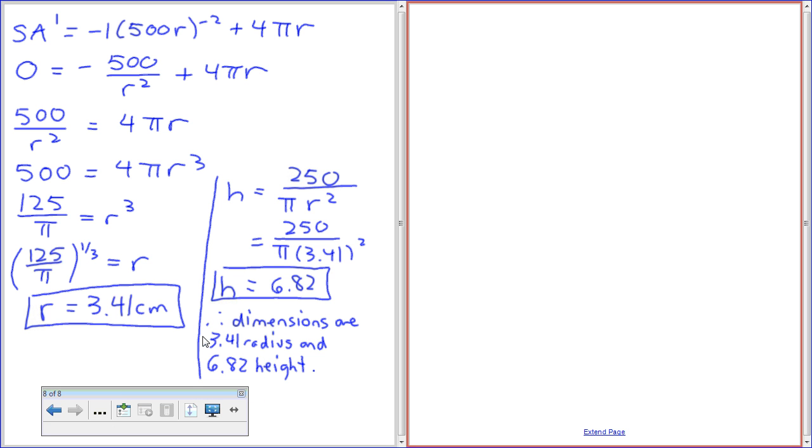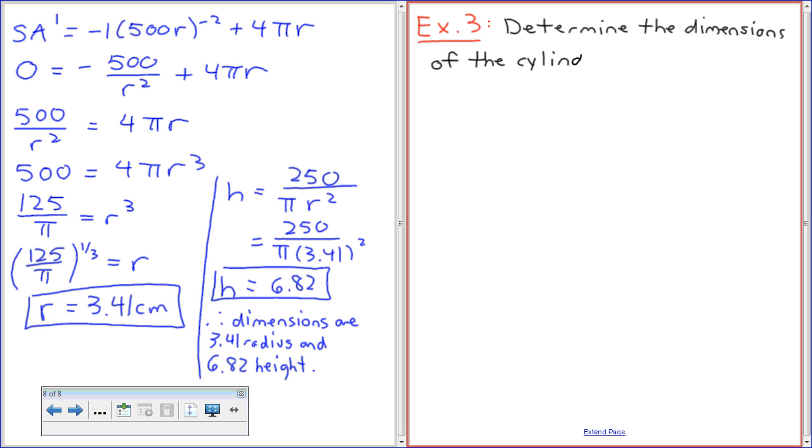Here we go. Example 3. Determine the dimensions of the cylinder of maximum volume.